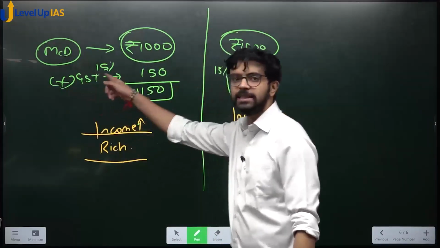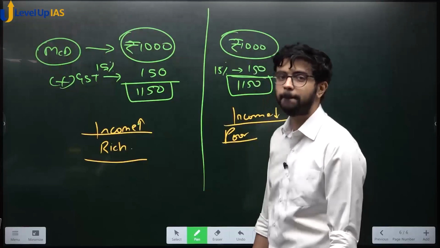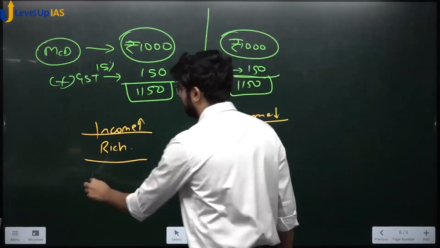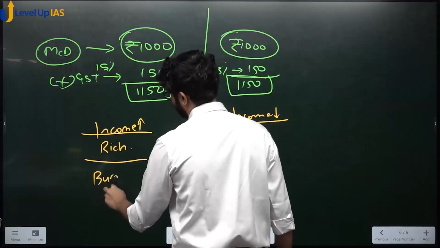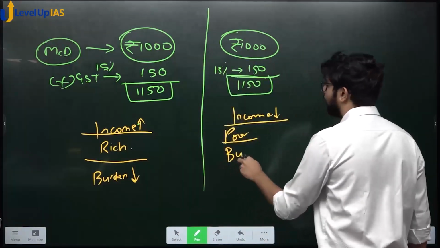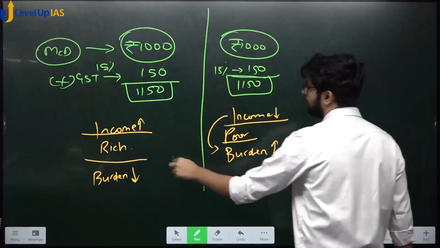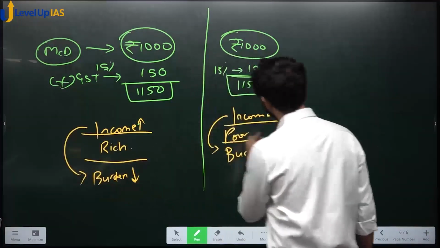Is the tax rate changing for you and him? No. Is the burden changing for you and him? Burden is less on you, don't you think? Burden is more on him, don't you think? Because his income is less, his burden is more. These are interrelated topics. Because his income is more, burden is less. Income is less, burden is more.